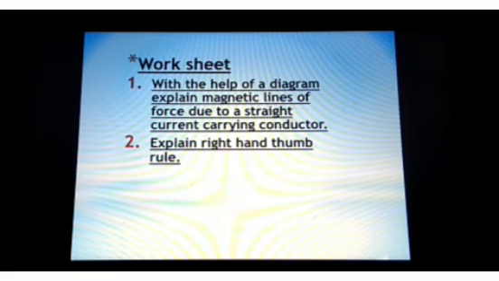Then the worksheet. With the help of a diagram, explain magnetic field due to a straight current carrying conductor. Draw a neat diagram. Explain right hand thumb rule. So watch the class and immediately after, complete the notes and send it to me.